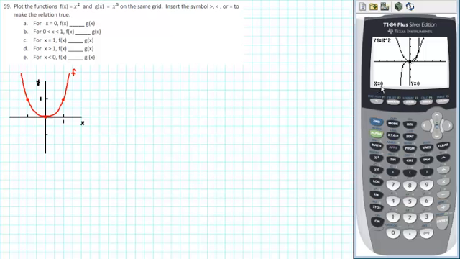When x is equal to 0, y is equal to 0, because 0 to the fifth is 0. So we need to plot the point 0, 0. When x is equal to negative 1, y2 is equal to negative 1. So we see that the point negative 1, negative 1 is on the graph of g.